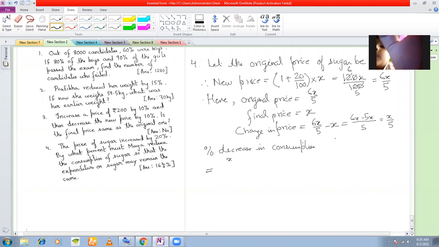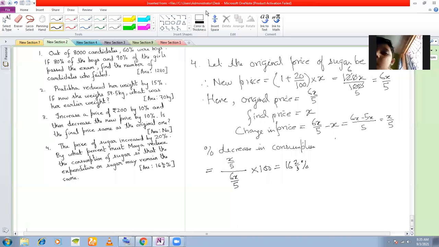Change divided by original price. Okay. Again, you will get here 16 2/3%. Is it okay now? Yes, sir. Okay. So which one is easier, 100 or x? The 100. Yes. So that's what.